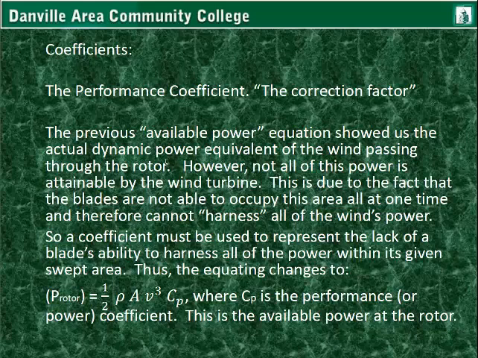All right, so an introduction to coefficients. We get into the performance coefficient, or the correction factor for the rotor, so we can actually find the power at the rotor rather than the power that's available as far as the wind, the power of the wind itself. The previous available power equation showed us the actual dynamic power equivalent of the wind passing through the rotor. However, not all of this power is attainable or usable by the wind turbine. This is due to the fact that the blades are not able to occupy this area all at one time, and therefore cannot harness all of the wind's power.